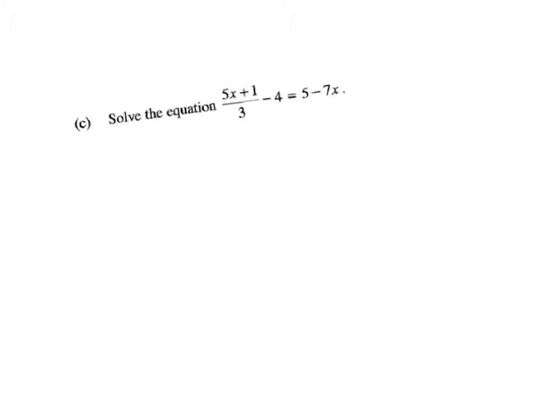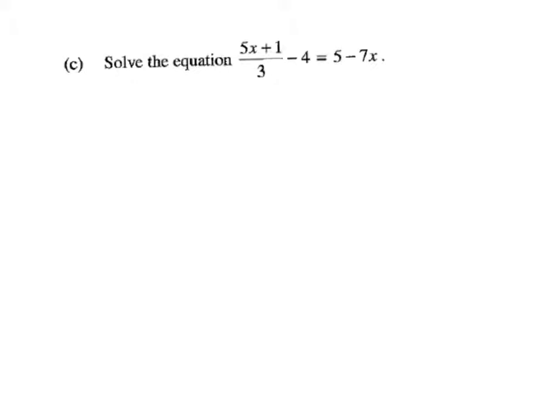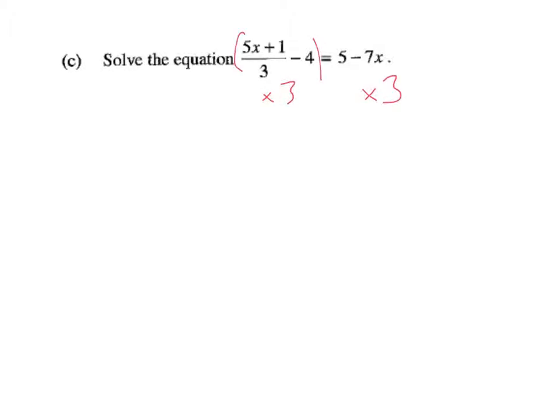Alright, so we've got this problem. Solve the equation. 5x plus 1 over 3 minus 4 equals 5 minus 7x. Alright, these questions have been challenging you since year 7, I would say. The way that we solve any problem that has a denominator is we solve it by getting rid of the denominator. The step is multiply both sides by 3. The problem is we're multiplying everything by 3. So this is an expansion problem.